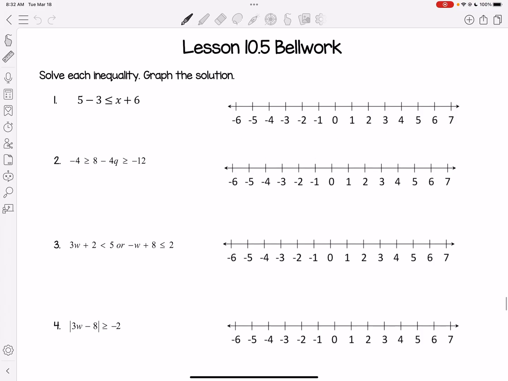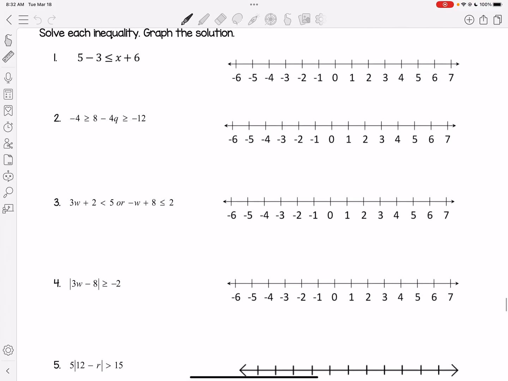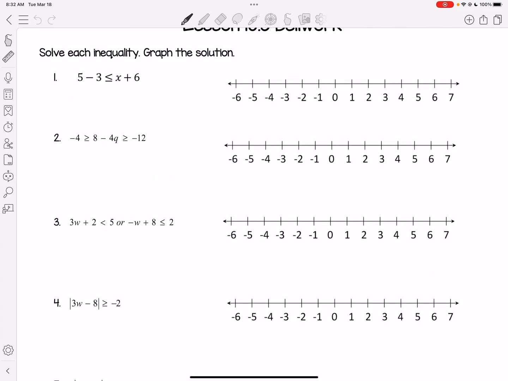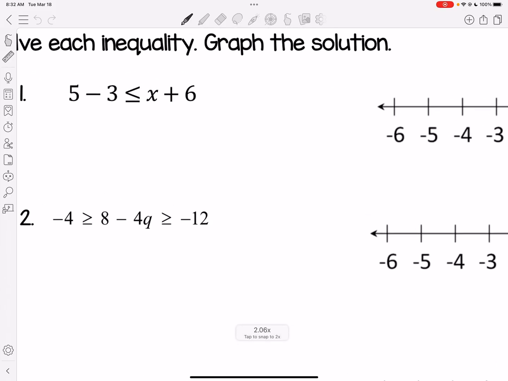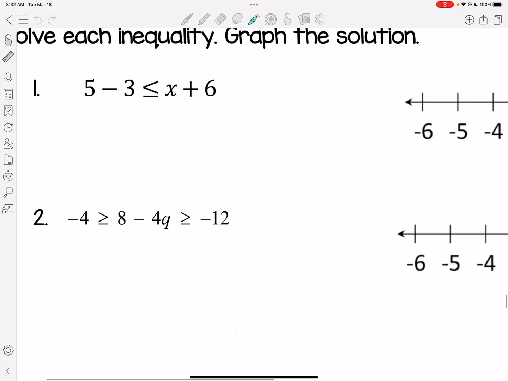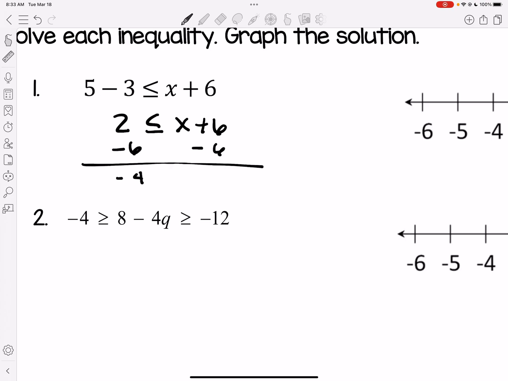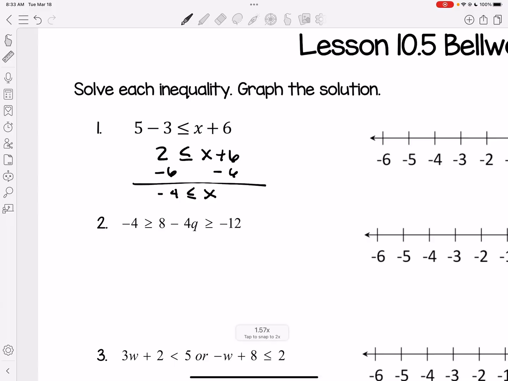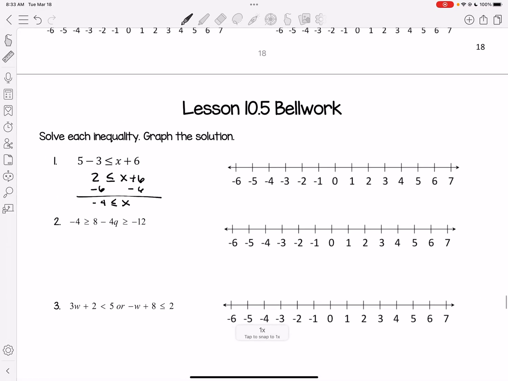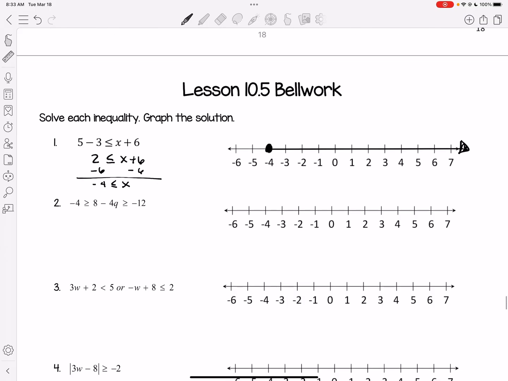If we're looking at numbers 1 through 5, it wants us to graph or solve each inequality and then graph the solution. So number 1, the first thing I'm going to do is combine like terms. So I get 2 is less than or equal to x plus 6. I subtract 6 from both sides and I get negative 4 is less than or equal to x. So it means I do a closed dot at negative 4 and it's my smallest number, so it's everything to the right, so it looks like this.